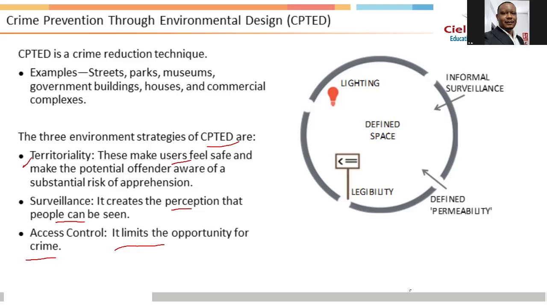People can walk in, walk out. Again, it creates the impression that the place is not safe. So the idea of territoriality is to ensure you site your location and also organize and structure it in such a way that when someone comes in, they can have a breather and say, okay. Then surveillance: create the perception that people are being seen. This can also help in reducing crime.